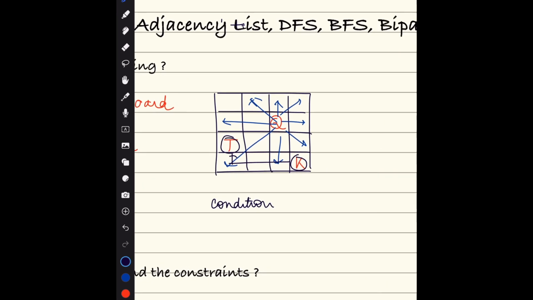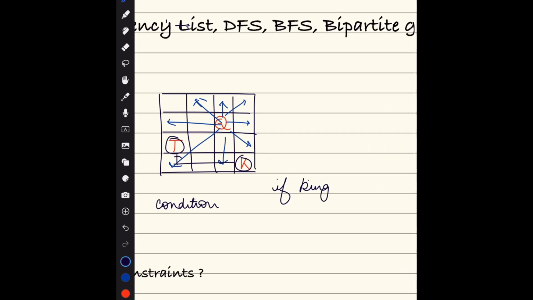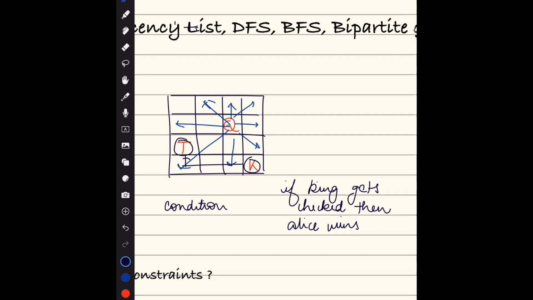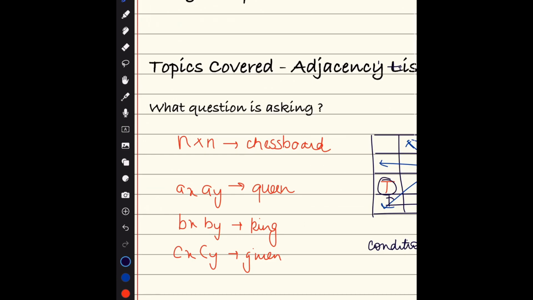And if the king gets checked, then Alice wins. Right? Then Alice wins. So that is what we need to do in this particular question.